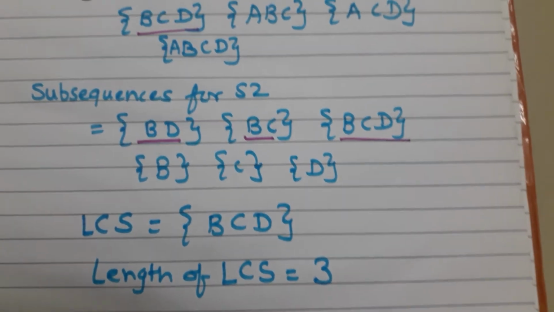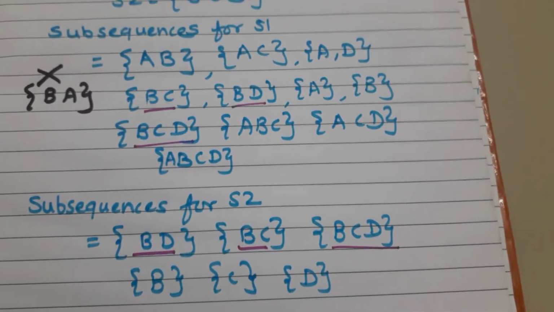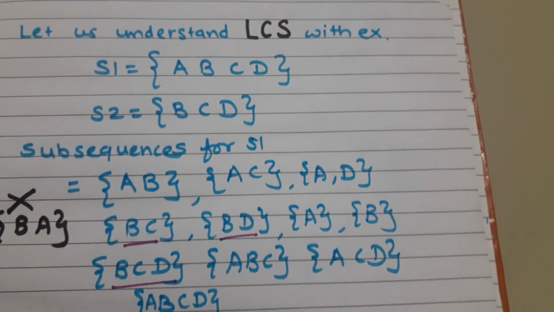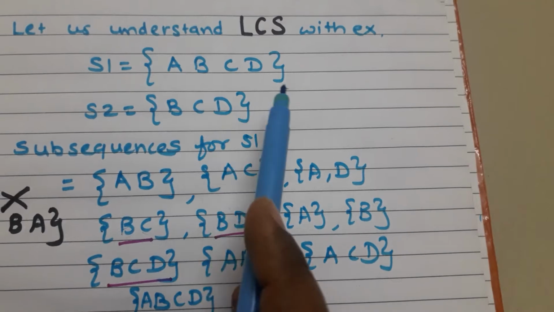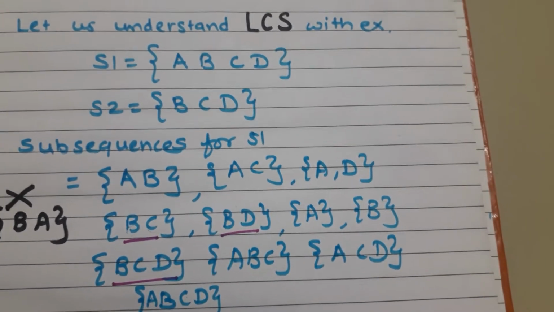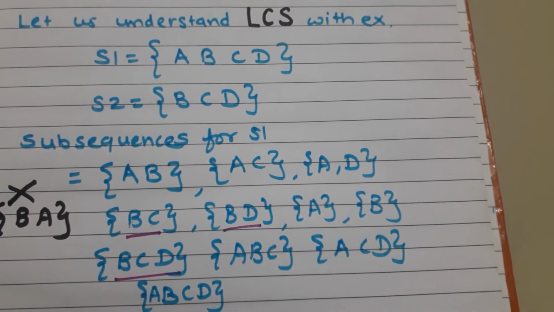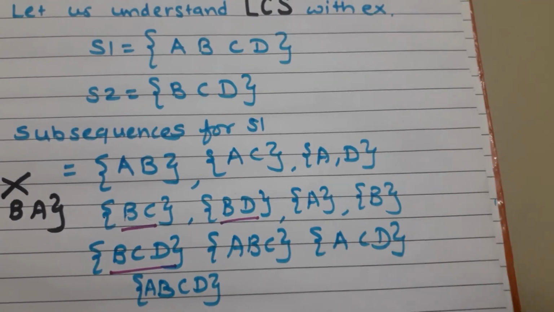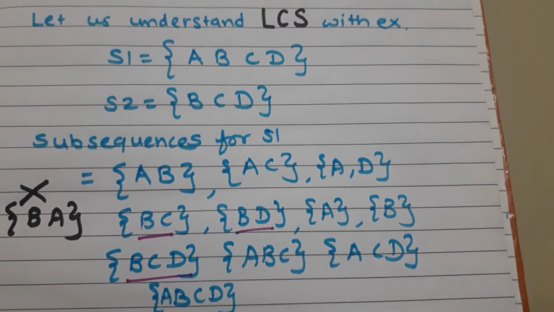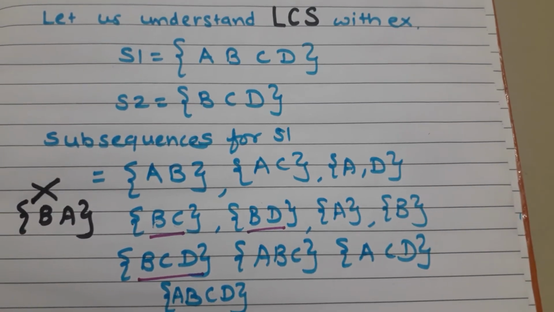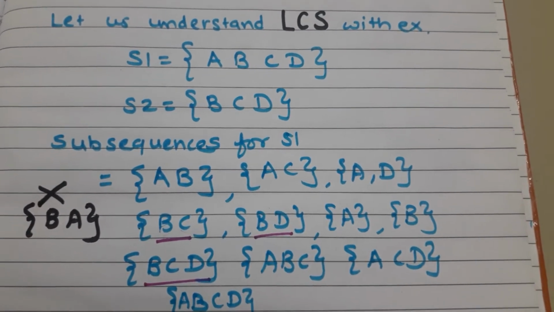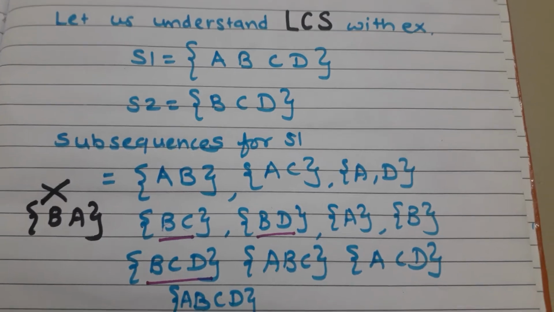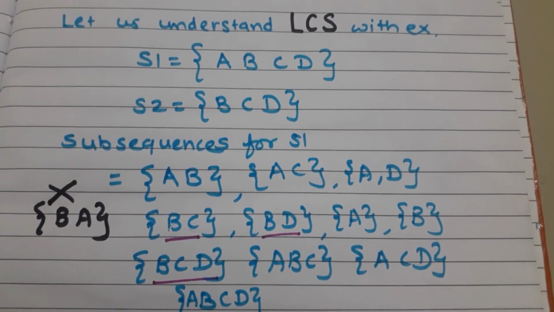Now, this is a simple example. If the sequences consist of a small number of characters, then we can solve it like this. But if we get two sequences with more characters, then we will solve it in another way, which we will see next.